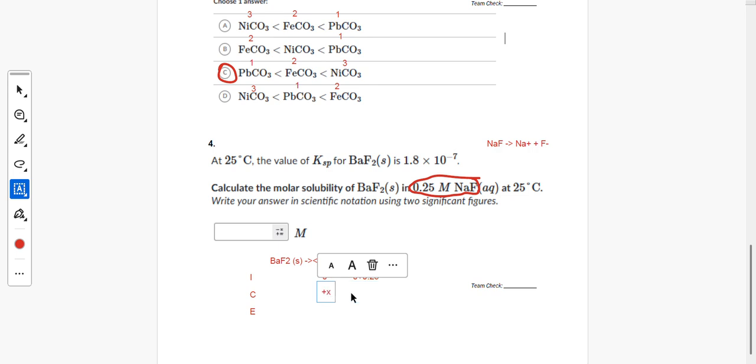Then what happens when the change happens is we add an x, and here, because there's a coefficient, we've got to add a 2x. And then once we get down to the equilibrium, it's going to be x, and over here, technically it should be 2x plus 0.25.